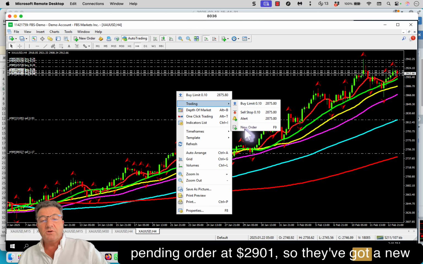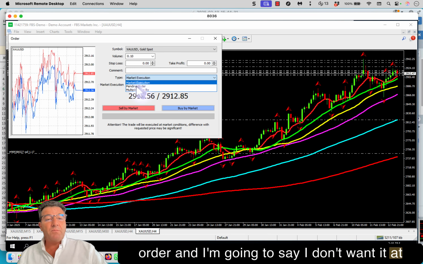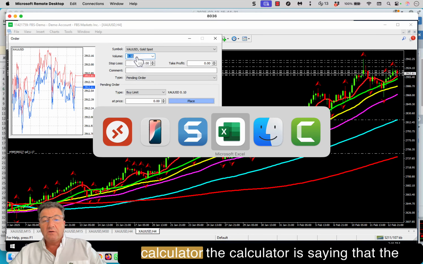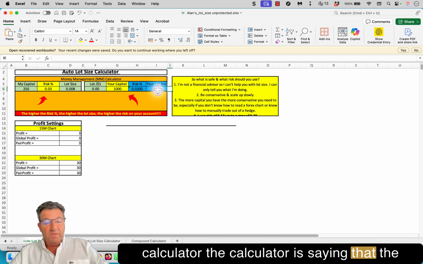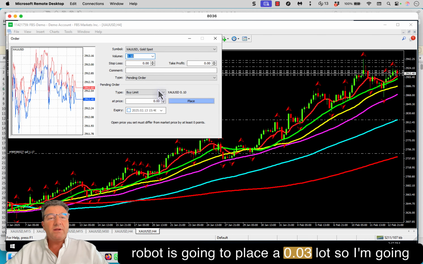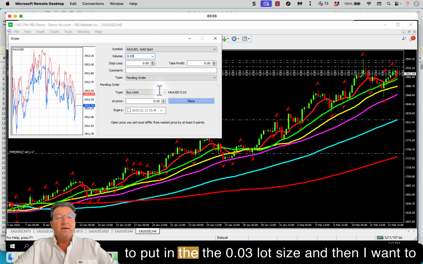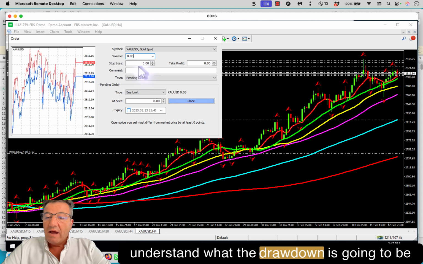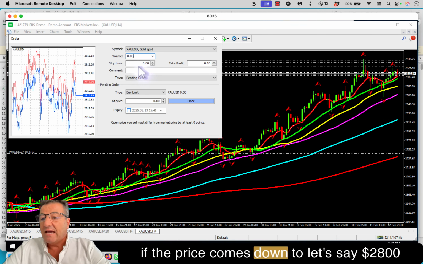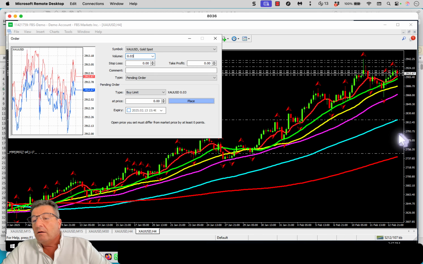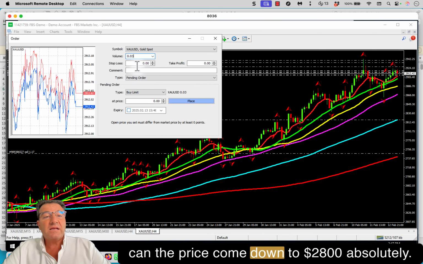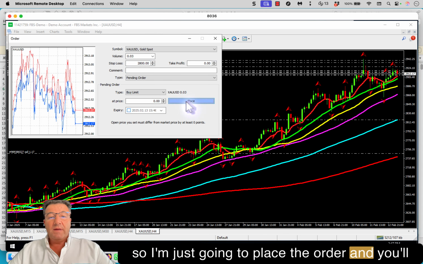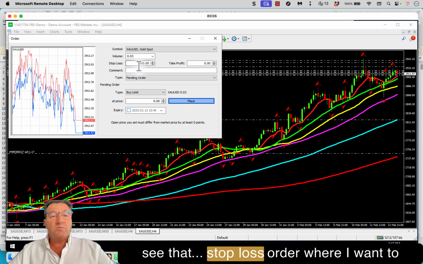Okay, let's go to new order, and I'm going to say I don't want it at market execution. I want a pending order and I want a buy limit. If we go back to the calculator, it's saying that the robot is going to place a 0.03 lot size, so I'm going to put in the 0.03 lot size. Then I want to understand what the drawdown is going to be if the price comes down to, let's say, 2,800. Can the price come down to 2,800? Absolutely. So I'm just going to place the order.